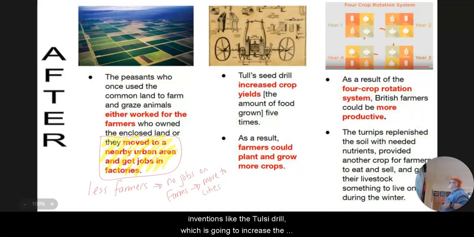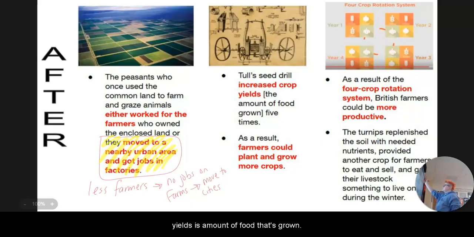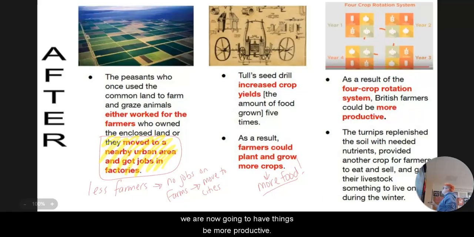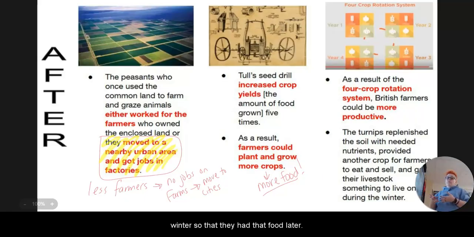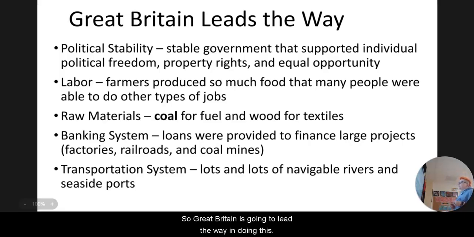Okay. We're going to have new inventions like the Tulsidro, which is going to increase the crop yields, the amount of food that's grown. And as a result, farmers could plant and grow more crops, which means more food is going to be available. Yay, we love food. As a result of the 4-crop rotation, we are now going to have things be more productive. So what they did was they planted things like turnips, because then animals and such could eat the turnips instead of having land that was empty. And this meant also that they didn't have to kill their livestock before every winter so that they had that food later.